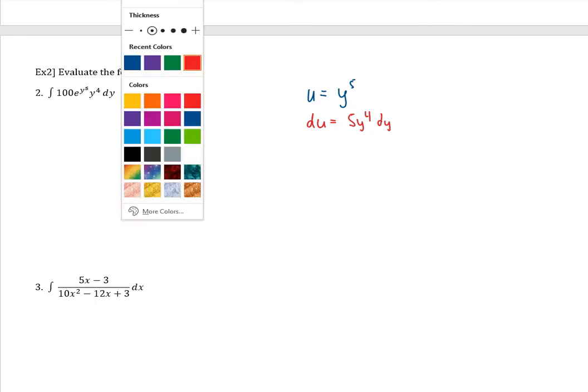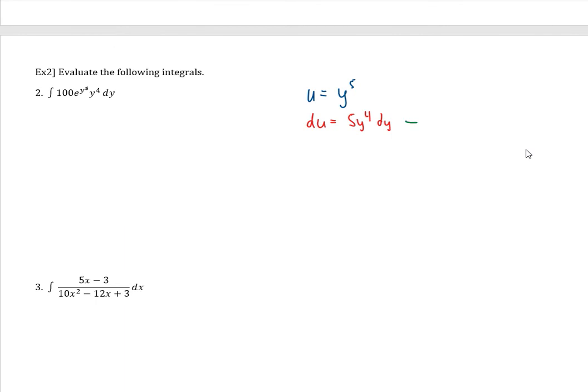Okay, so in this one, let's go to green. We're going to solve for the dy, or d whatever. So the du is not going to be left alone. We're going to solve for dy, which means if I solve for dy, it is just divide by the 5y to the 4. So I'd have du over 5y to the 4, like that. Okay, so this is the other way that students like to do it. And this is what we're going to use instead of what I have in the red.